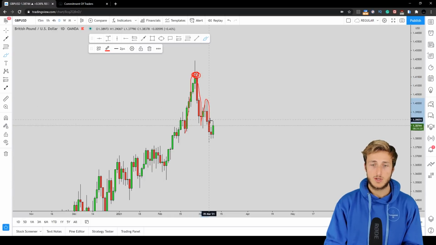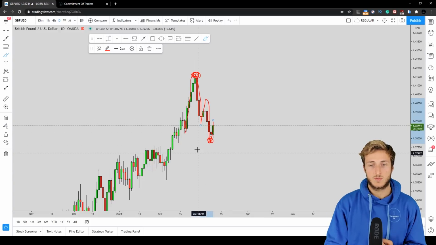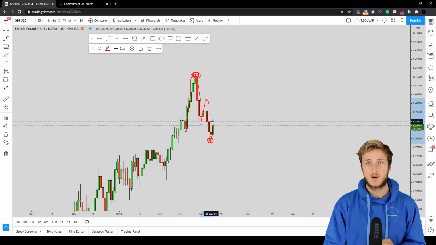Then we had the creation of this M pattern, and when the market was here, I explained all the reasons for which we wanted to see the market create this move to the upside that the market has just created.